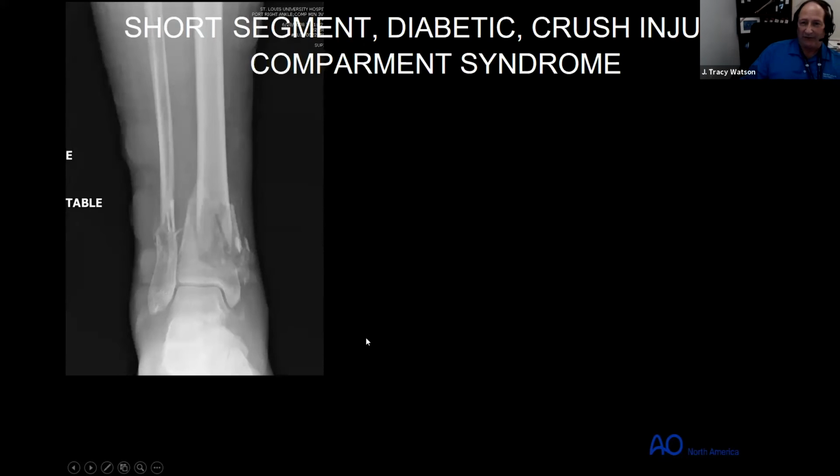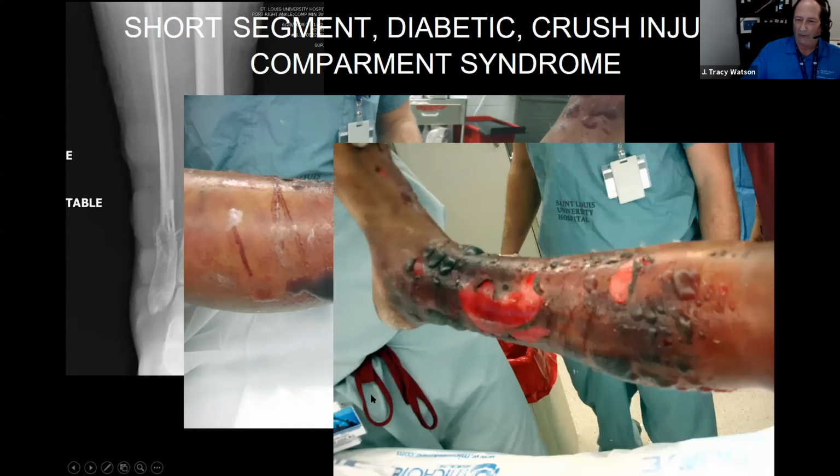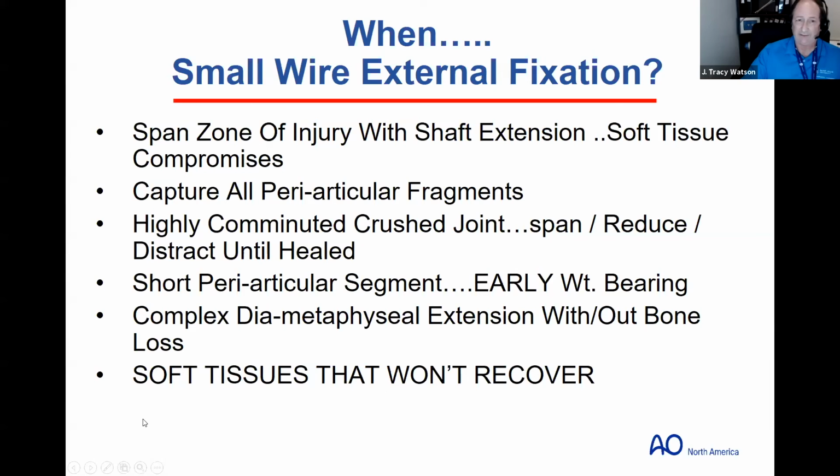So here again, we have a short segment diabetic crush injury with horrible soft tissues and a compartment syndrome. And this is the leg that I showed earlier. I think, putting any reasonable incisions on this leg, or even with a nail, you might as well just cut the leg off. And this was like death warmed over, except everything was still alive, but you don't want to touch this with a 10-foot pole.